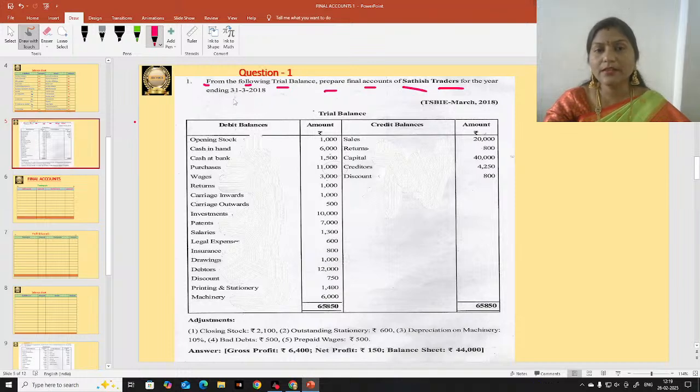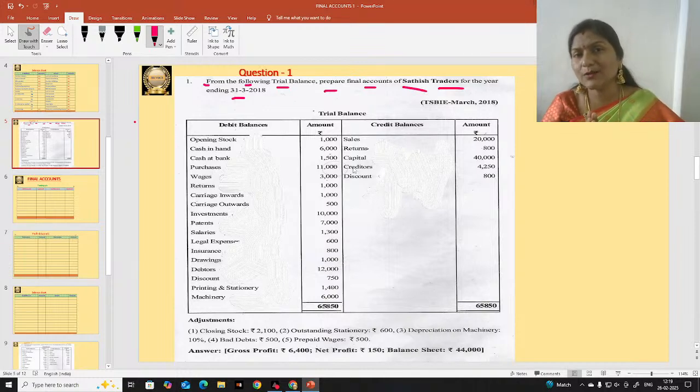Okay, and here they mention the date, 31st March 2018. On that date we are going to prepare final accounts. Always on the closing day we prepare final accounts, and 31st March 2018 is the closing day for this business organization. Here they always give a trial balance in the question. You can see on the top they mention trial balance. So this is a trial balance.